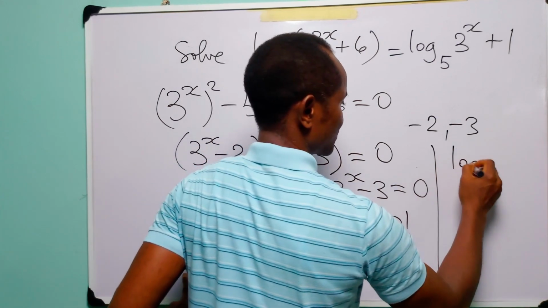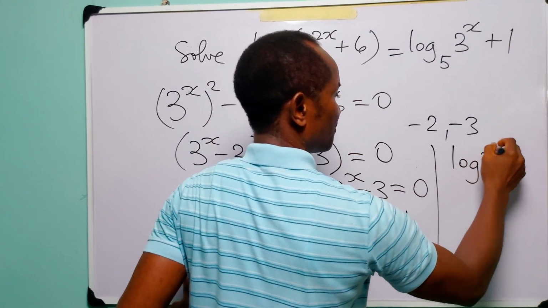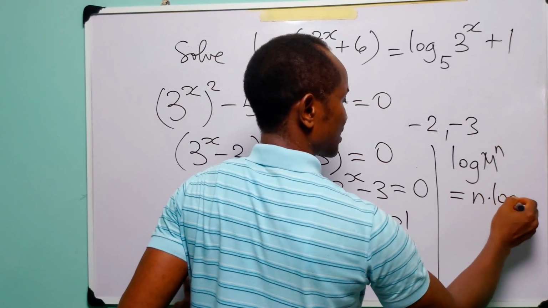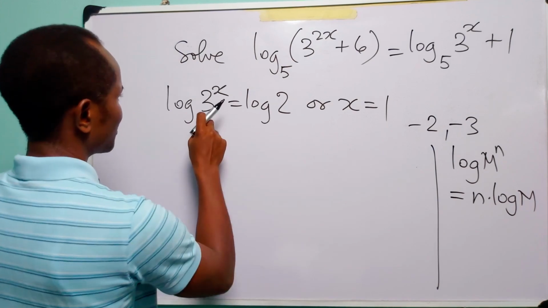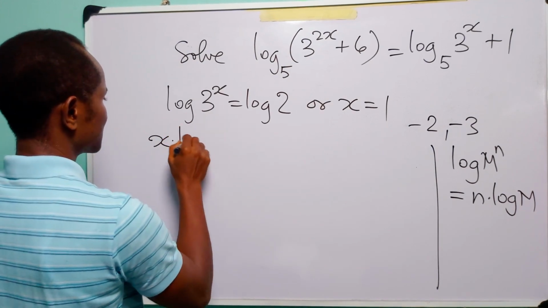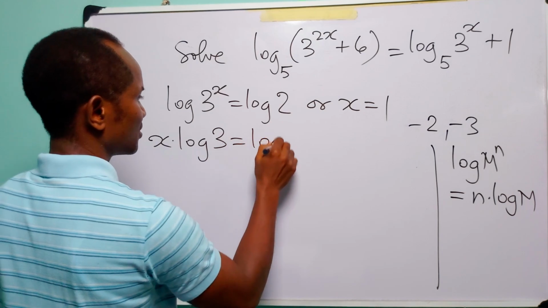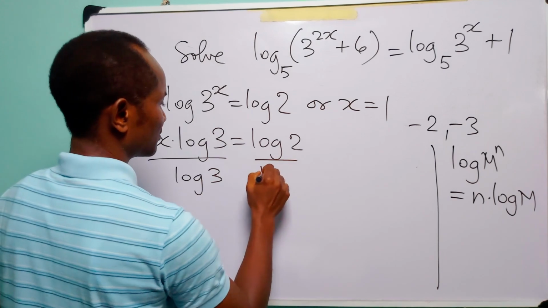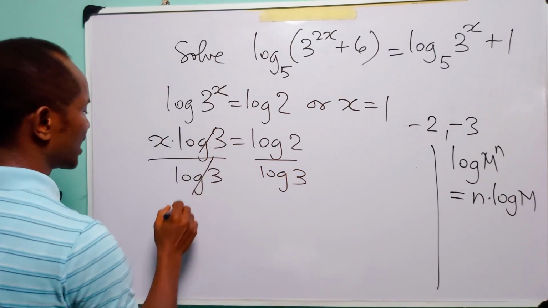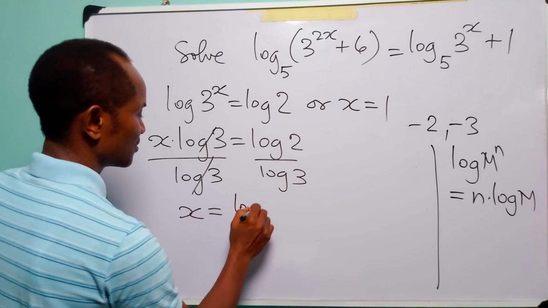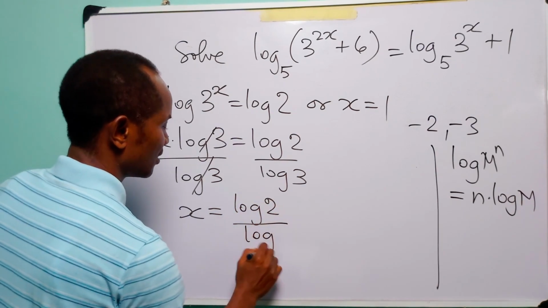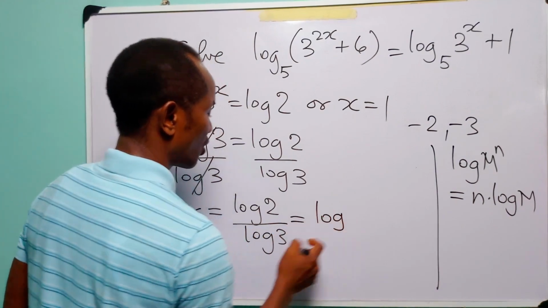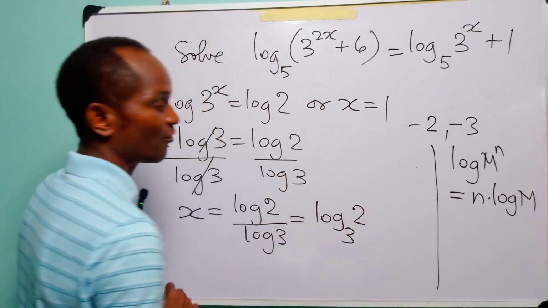That is that law that says that when we have log m to the power n, this can be written as n, that is this exponent, times log m. So from here we have x times log 3 is equal to log 2. Dividing both sides by log 3, we have that x is equal to log 2 over log 3. And then you know that we can also write this as log base 3 of 2.